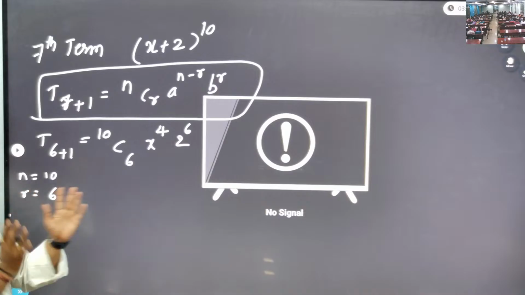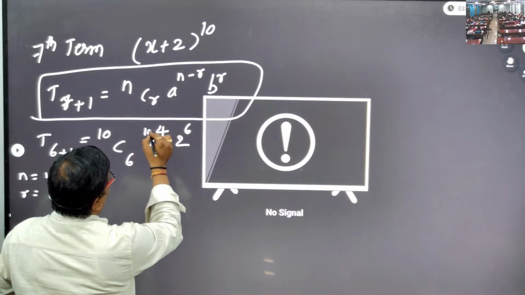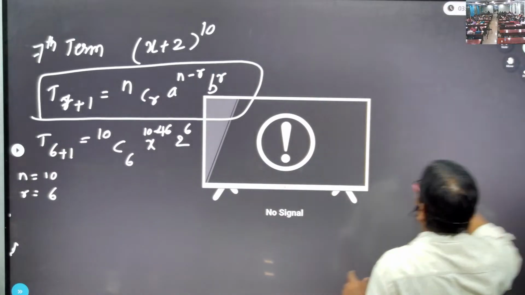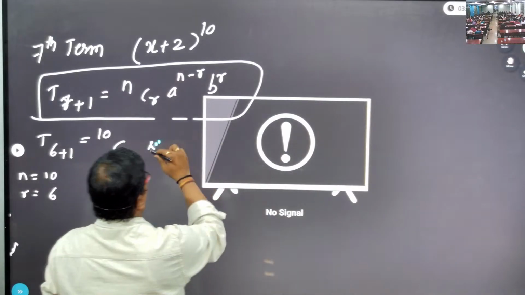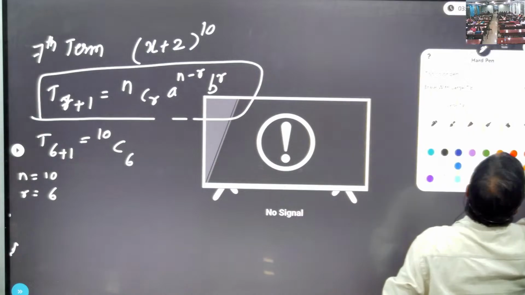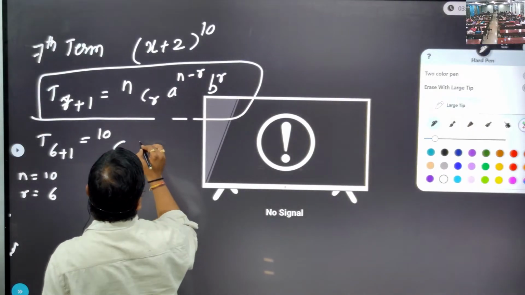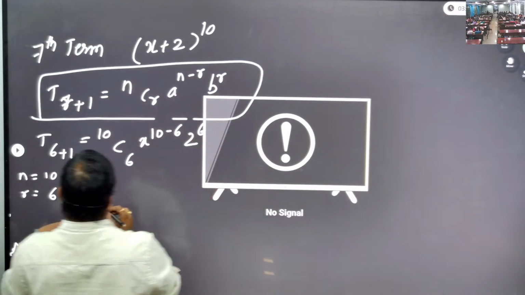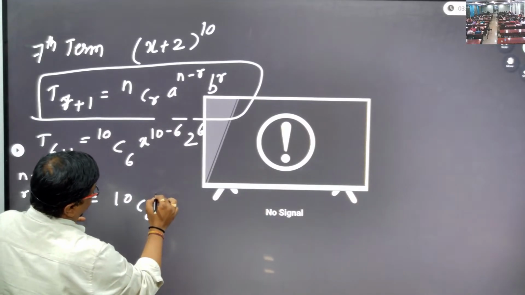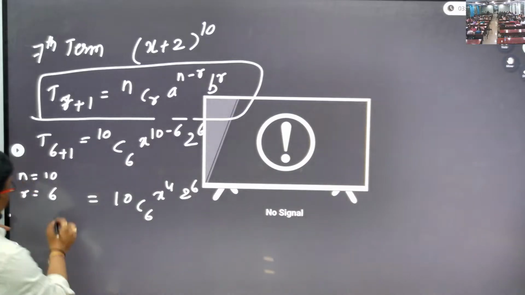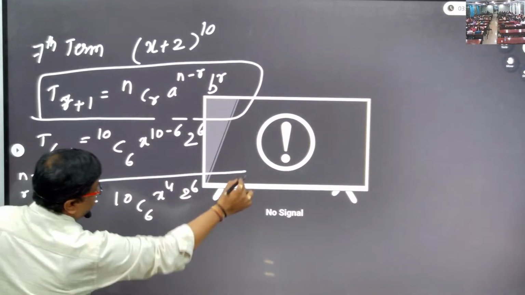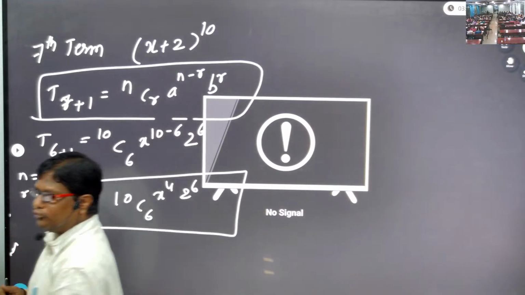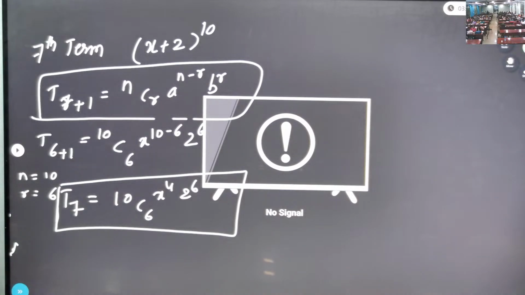Right? So if you want to write it elaborately, you can write x power 10 minus 6, 2 power r value, which is 6. So it will become 10C6 x power 4, 2 power 6, which is the required term. Okay. So no need to write from 0 to 6 or 0 to 5 or 0 to 7. When you know the generalized formula, you can write the answer.